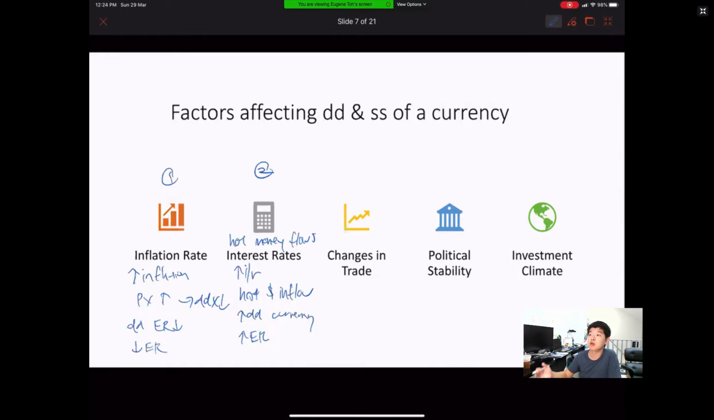And vice versa, if your country's interest rates are going down, it will cause hot money outflow because people are saying that, oh, your interest rates are bad, I don't want to put my money here.